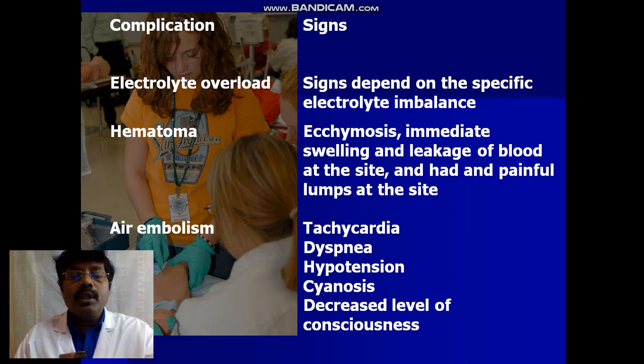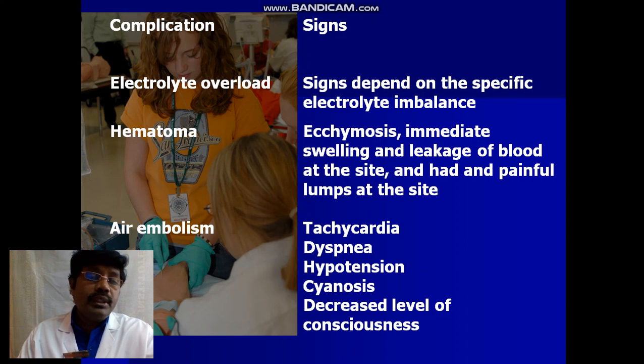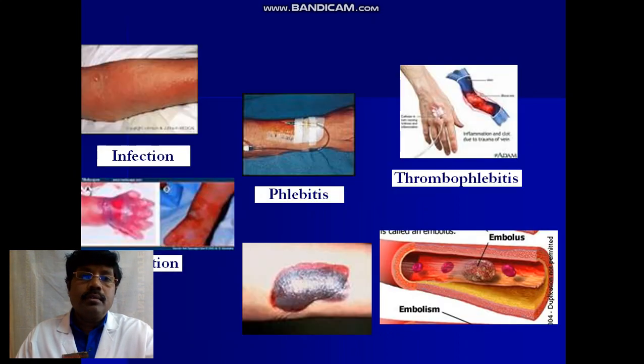When you see a hematoma in a localized area, there are symptoms of ecchymosis, immediate swelling and leakage of blood at the site, and a hard and painful lump at the site. That is called hematoma. Air embolism is also common. When you keep air in the tube, it may enter the blood compartment and cause an air embolism, with symptoms of tachycardia, dyspnea, hypotension, cyanosis, and decreased level of consciousness. When you see these symptoms, immediately stop the IV fluids.